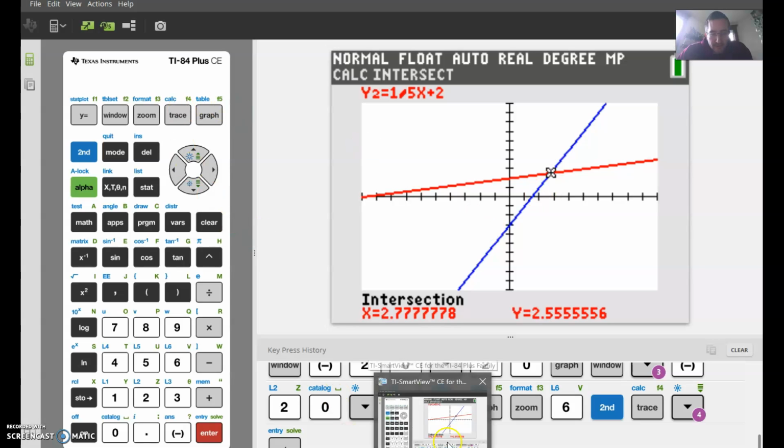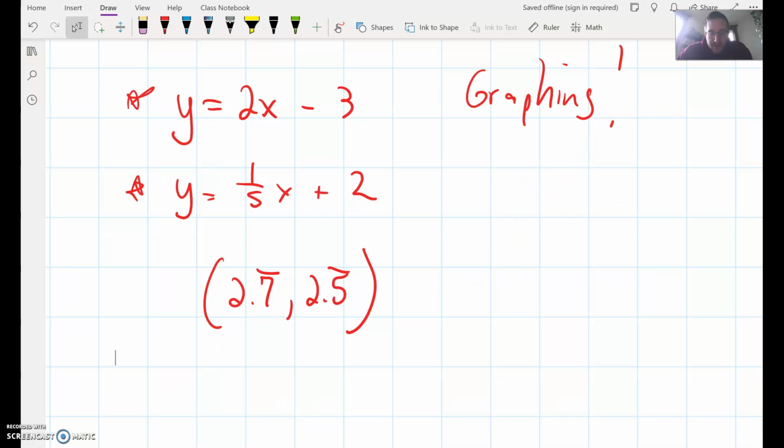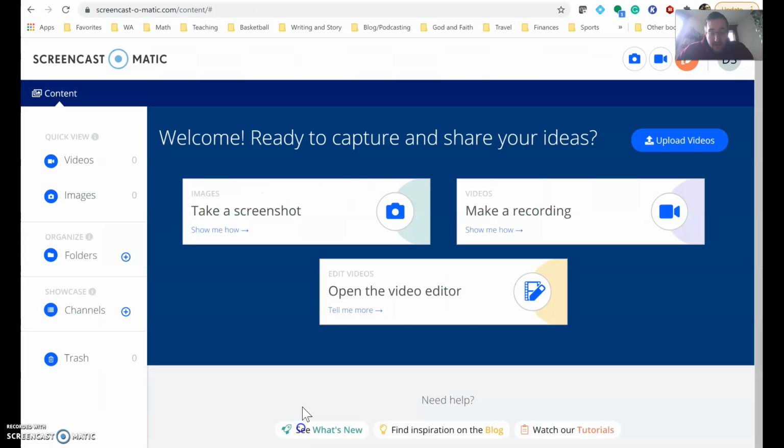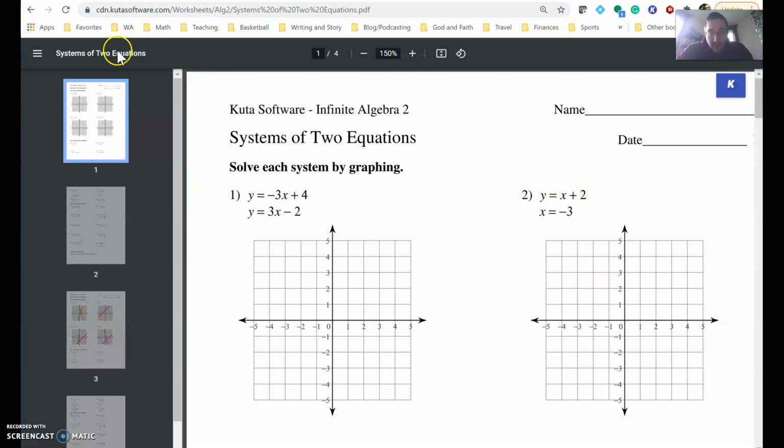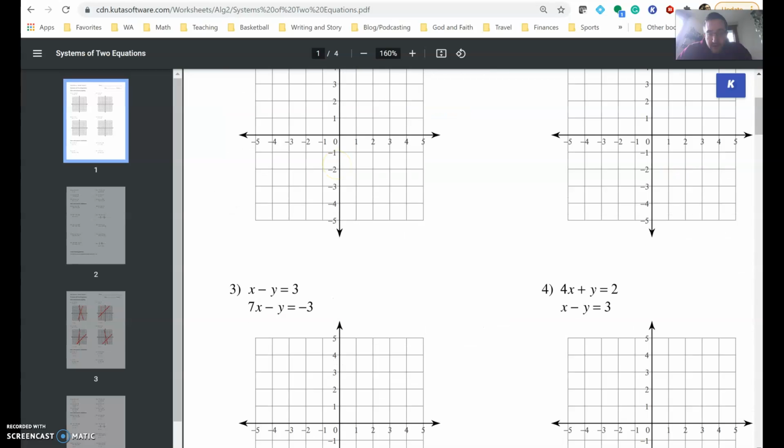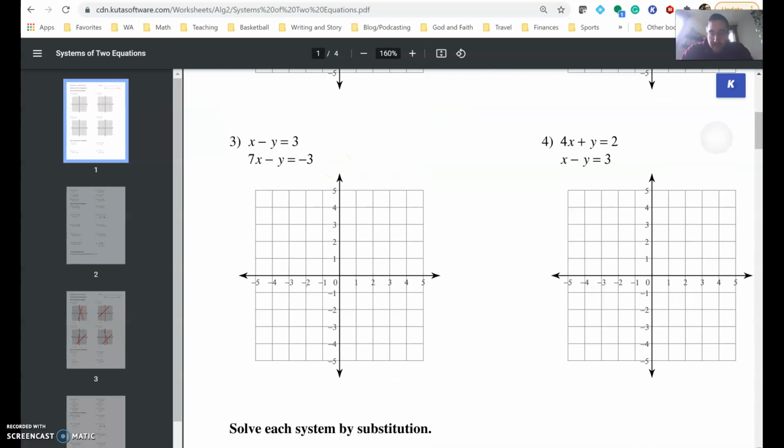Okay? That's the first thing. It's graphing, and you always use that if it comes in y equals form. But let me show you a really, really cool thing. What if it is not y equals form? Like this one, you can graph. What if it looked like this, though?